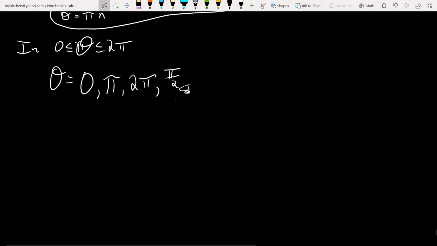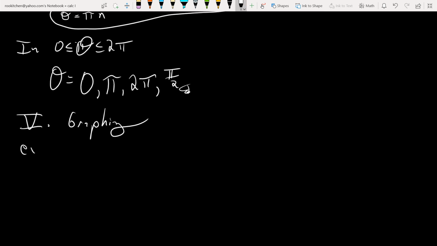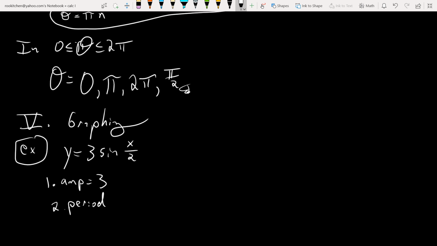Okay. Graphing these things, I talked a little bit about it in the transformation section. I just want to look at maybe one example. So let's take an example. Y is 3 sine of x over 2. So first off, vertical shift, there's none. Stretch and shrinks. So the amplitude is 3. So it goes up 3 and then down 3. And then the period, one full period, is in between 0 and 2 pi.